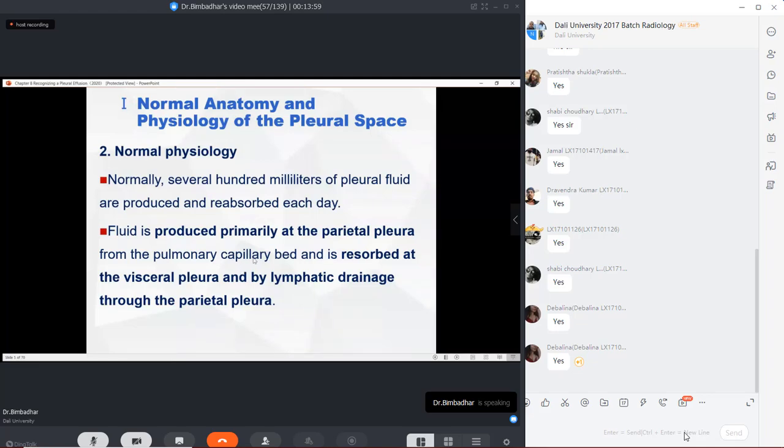I'm sorry. So you have to understand that it is reabsorbed at the visceral pleura layer. Okay, so primary production is from the parietal pleura. So pleural fluid is produced from the parietal pleura, and it is reabsorbed at the visceral pleura. So it is by the lymphatic drainage that happens along the lines of the parietal pleura.